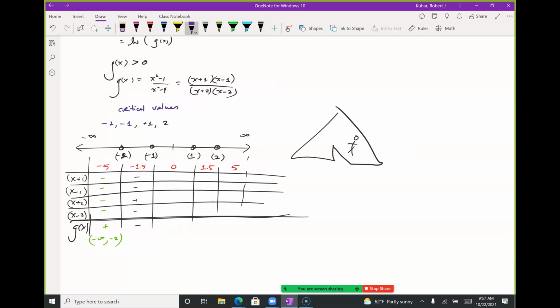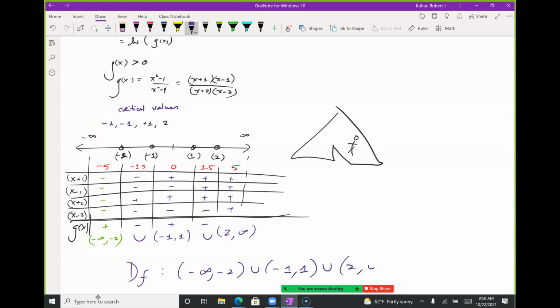So the rest of this is pretty easy. When I put a 0 in, I get a positive, negative, positive, negative. So again, there's a positive interval that I want. When I put the 1.5 in, I get a positive, positive, positive, negative. Don't want that interval. And when I put the 5 in, I get all positives, so I want that interval. And the union of those is my domain, right? The domain of f is -infinity to -2, union -1 to 1, union 2 to infinity.